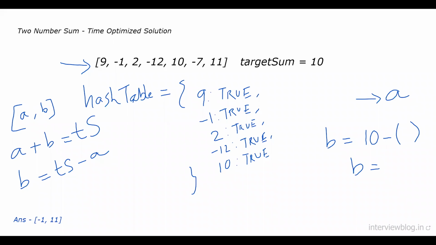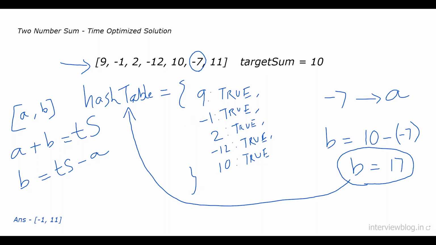So next, I'll be visiting the element negative 7, and now my value of A will be negative 7, and I'll be subtracting negative 7 from the target value, which is 10. So we'll be getting 17 as our value for B. Now I'll check if this B is present in the hash table. Since B is not present in the hash table, I'll be adding the value of A, which is negative 7, to the hash table, stating that it is present in the input array.